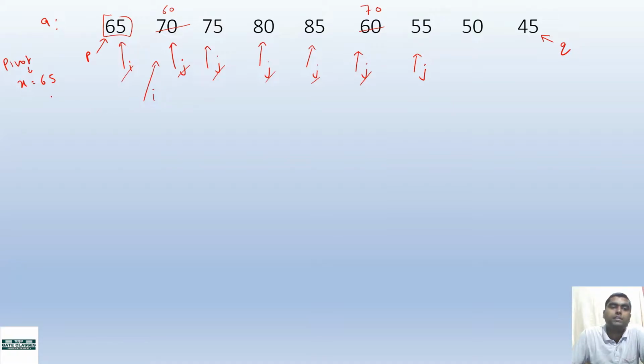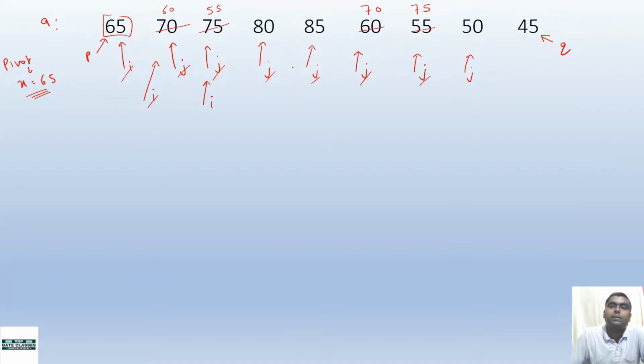Now after that, just increase j again. a of j is 55, 55 is less than x. We are just checking with the pivot element. So this is less, so in this case i will be incremented, and a of i and a of j will be interchanged. So here 55 will come, and this place will be replaced with 75, fine.